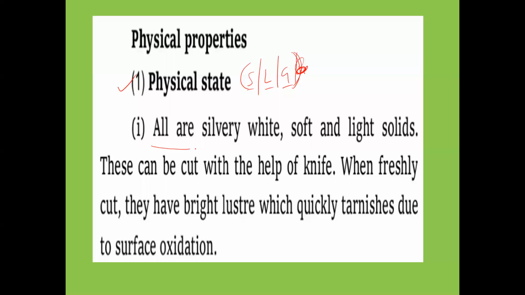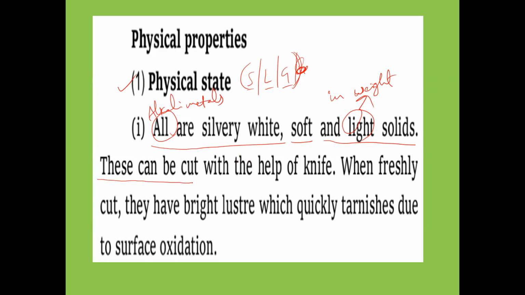So all are silvery white. All means what here? Alkali metals. Alkali metals are silvery white, and they are soft and light solids. Light means light in weight, so they are lightweight solids with less weight. They are soft and silvery white. These alkali metals can be cut with the help of a knife, like a cake. With a knife we can cut sodium.